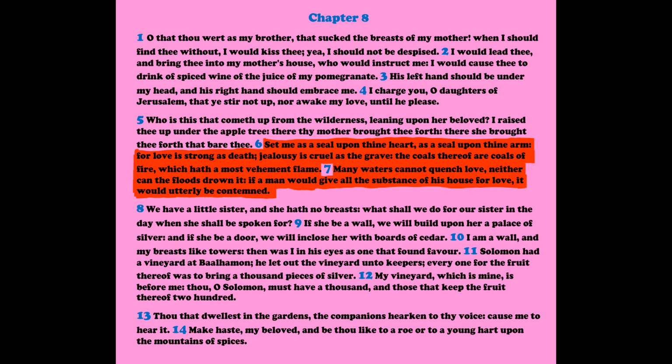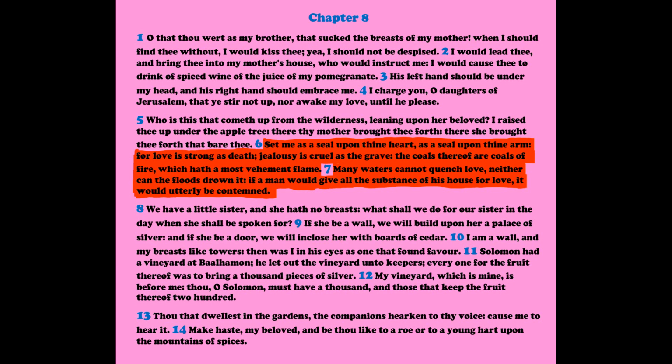That's what this is talking about. What this verse is trying to tell us is that if a man had to choose between his woman and everything else, everything else would be treated with contempt. The woman is considered the greatest possession for the man. So again, if a man would give all the substance of his house for love, it would utterly be contemned. That's what the book is about.